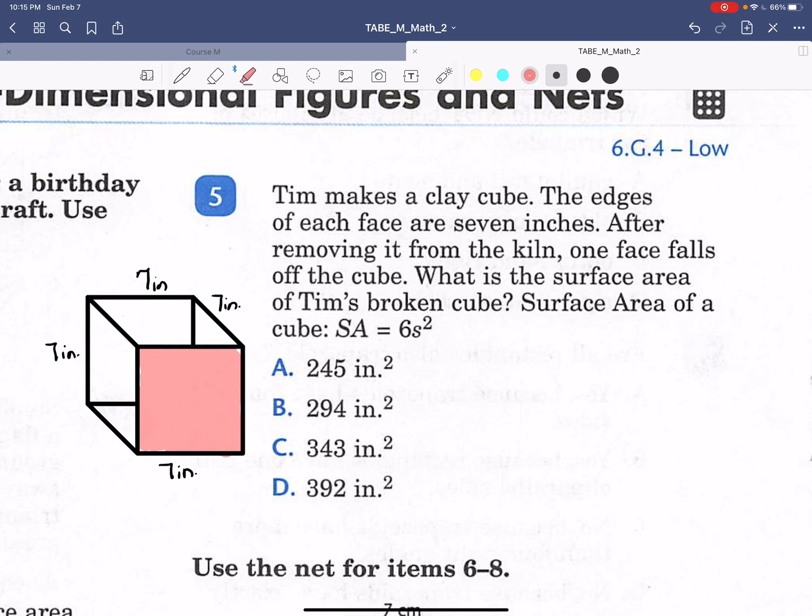Use the formula surface area equals 6s squared. Now let's think about this. The cube has 6 square faces. Okay, that's where that 6 is coming from. But one of Tim's falls off. So how are we going to deal with that? Are we going to subtract it from the 6? Or are we going to subtract it at the end?